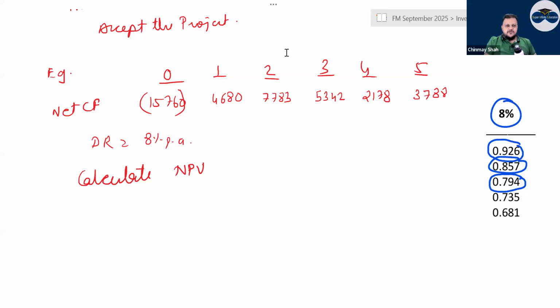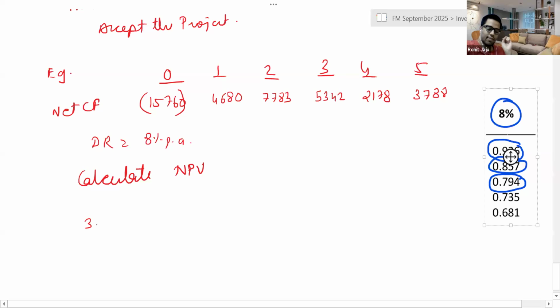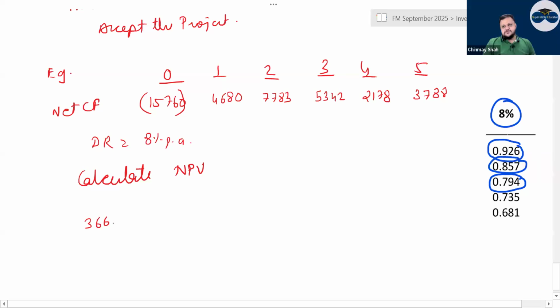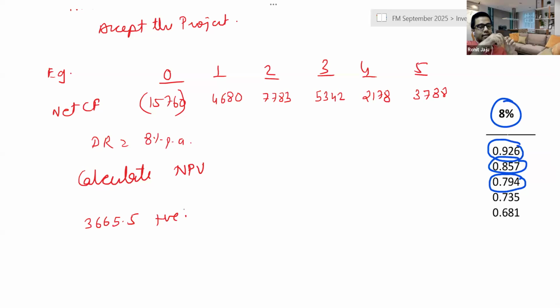Okay. You are okay, no, Shivani? Theek hai. 366.5, positive. 3,666 basically, right? Yes, somewhere close to that. One answer we've got, 3,666. Anybody having any other answer?